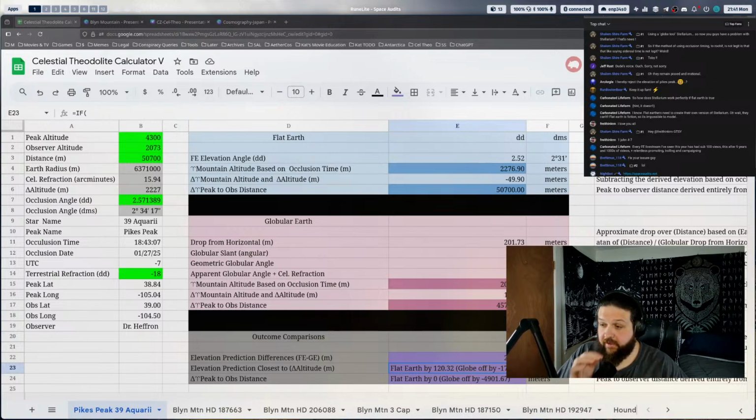So when you go to get a measurement for the altitude of a mountain, the height of a mountain, you're going to go to various data for that height. You're going to use that. Then you're going to get the occlusion timing, and the occlusion timing is also going to give you the distance and the true height based on doing your trigonometry.